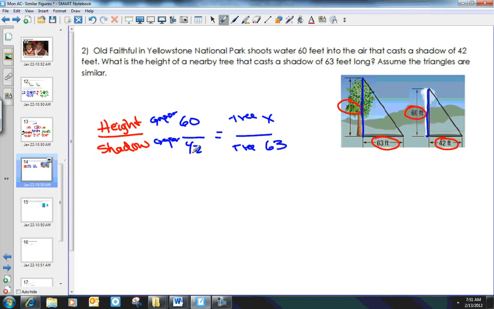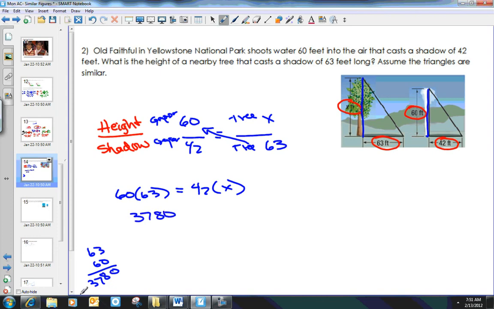And so we have to figure out 60 times 63 is equal to 42 times some other number. Okay, so 60 times 63 is 3,780. And then that equals 42 times some number. So we're going to have to divide by 42 to figure this out. So 3,780 divided by 42.